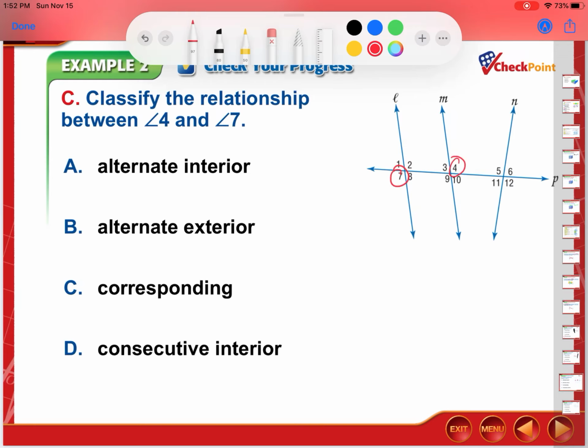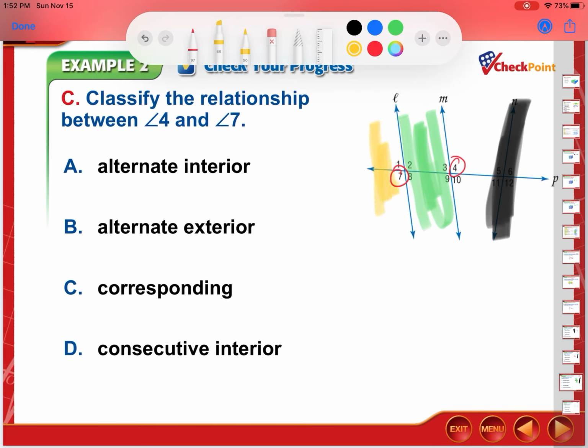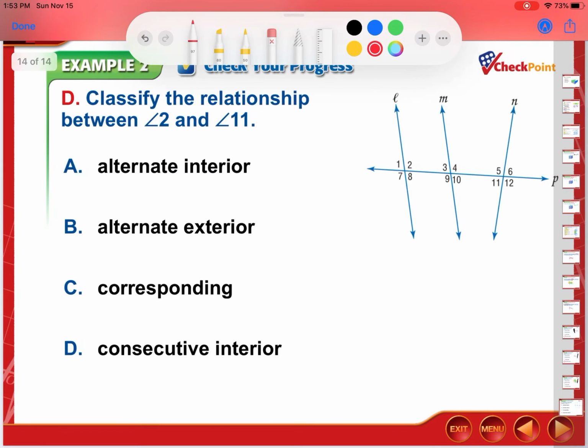So angle 4 and angle 7, I see they are on opposite sides of the transversal, and they're both on the exterior, because once again we have our interior in here and our exterior out here. So I would say these are alternate exterior angles.